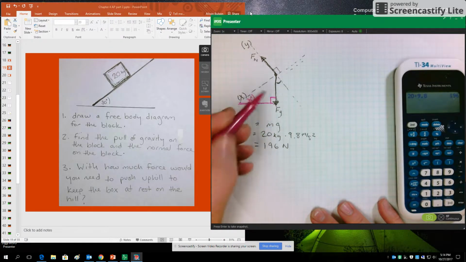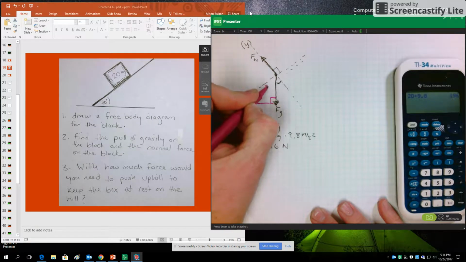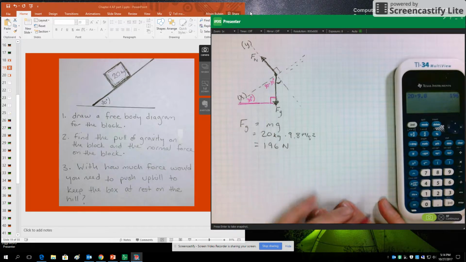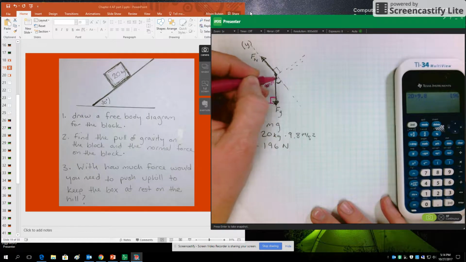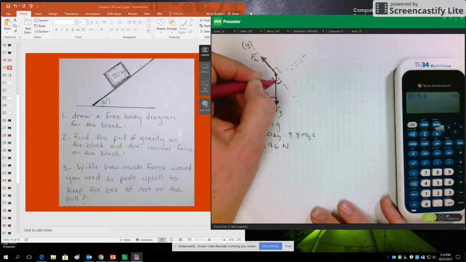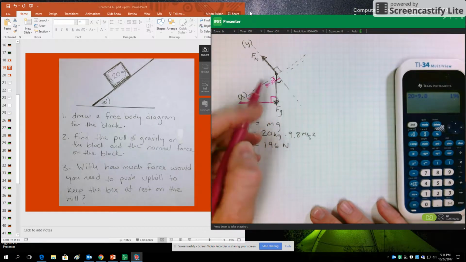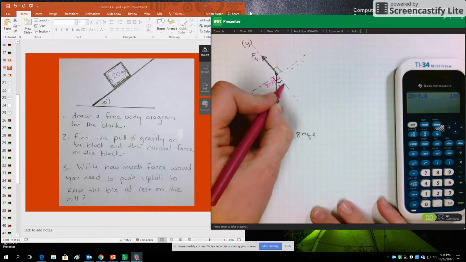So I have a right angle and 30 degrees. That means this top angle must be 90 minus 30 degrees, or 60 in this case. And then this angle itself is a right angle. So that means if this is 60, this must be 30.